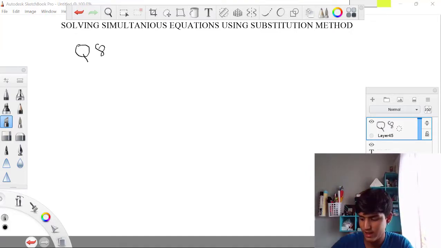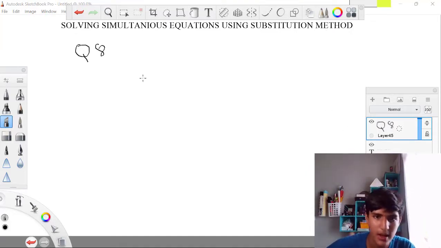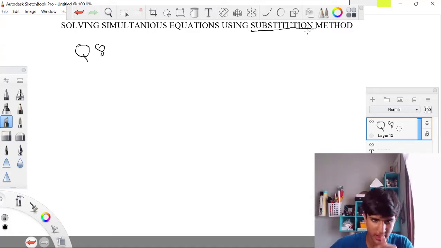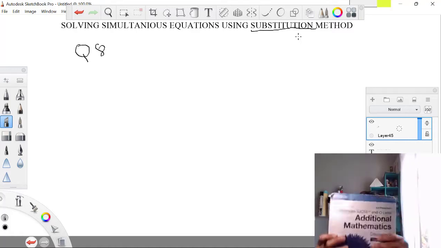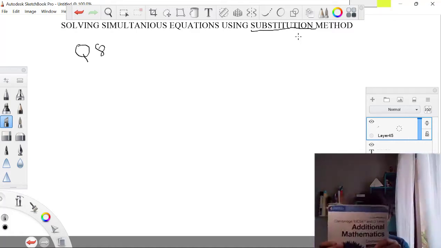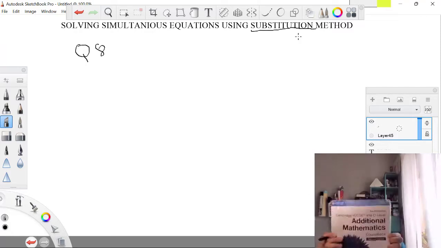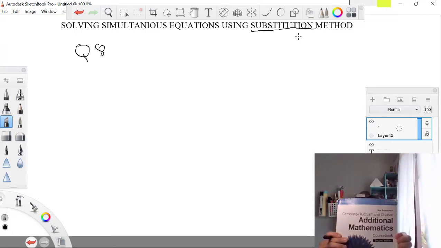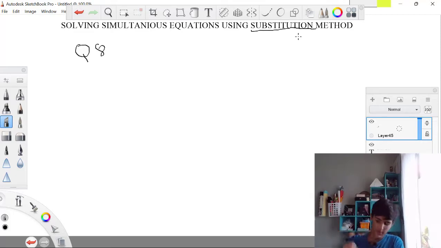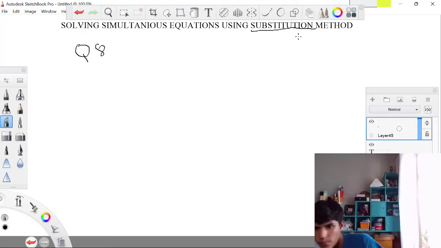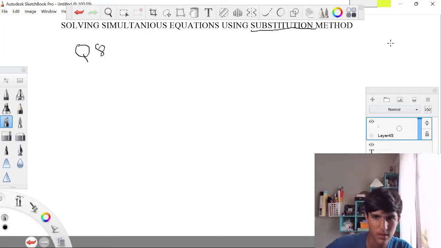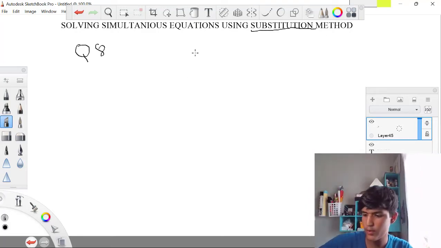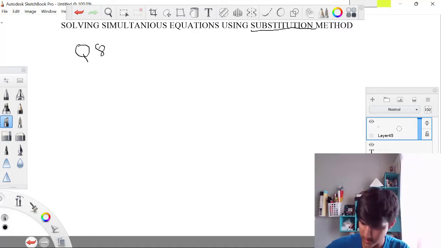Today I am going to be solving another simultaneous equation using the substitution method. So let's begin. The question I am doing is question number 8 from this book right here, exercise 2.1, the Cambridge IGCSE and O-level additional maths course book. So let's begin. The question I have here today is question number 8, as stated.